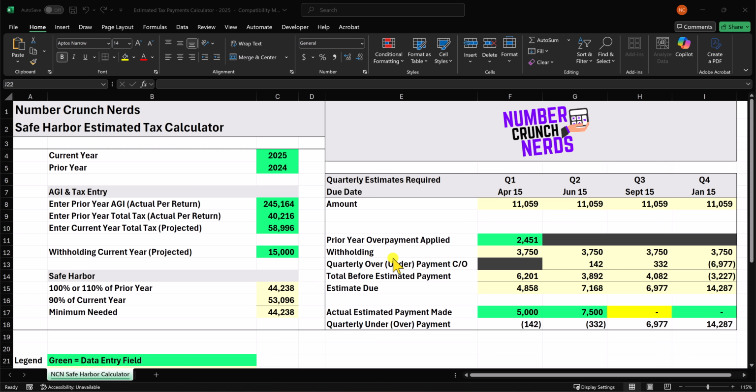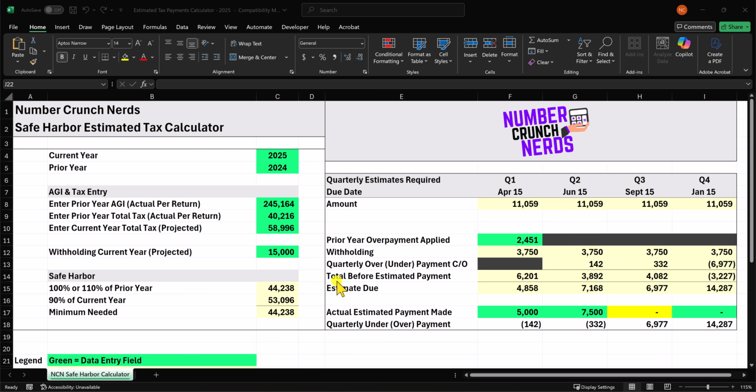And therefore, the IRS would assume that 25% of this $15,000 of annual withholding is going to be allocated to each of the 4 quarters. So we're going to have $3,750 of withholding deemed to occur in each quarter.